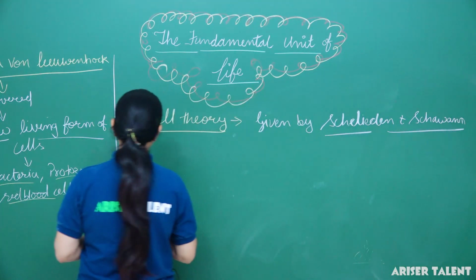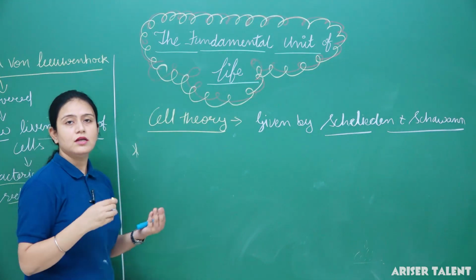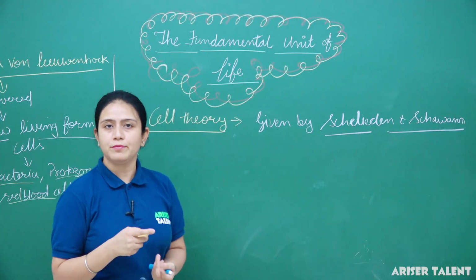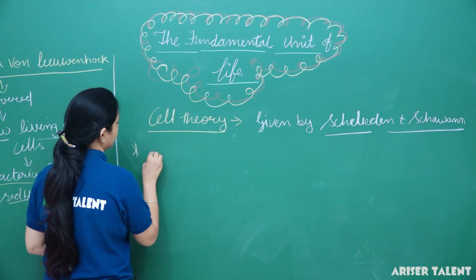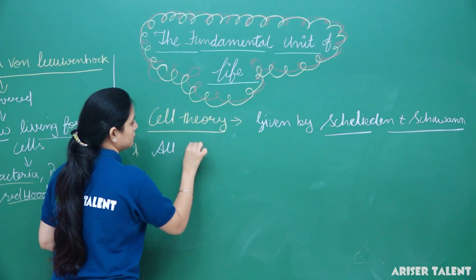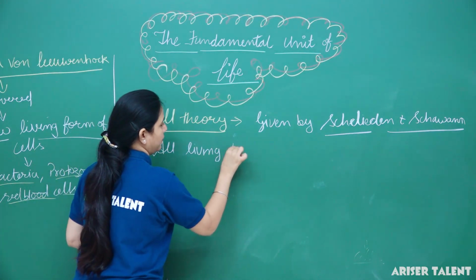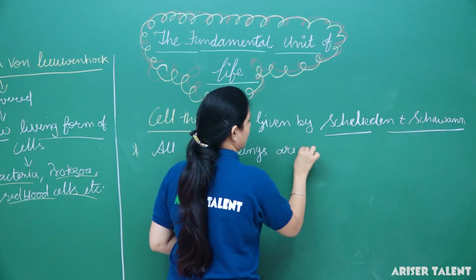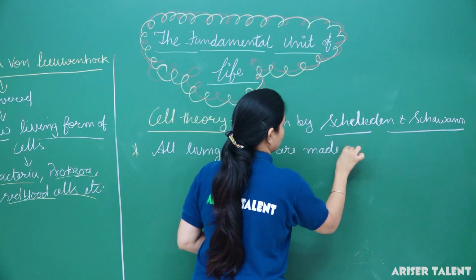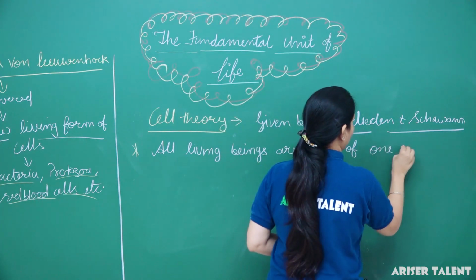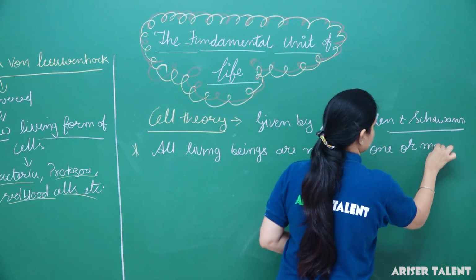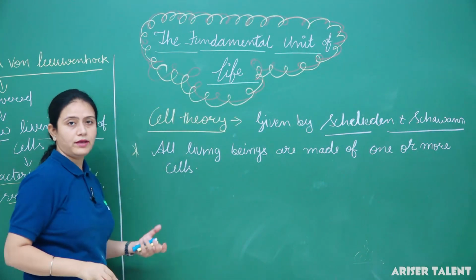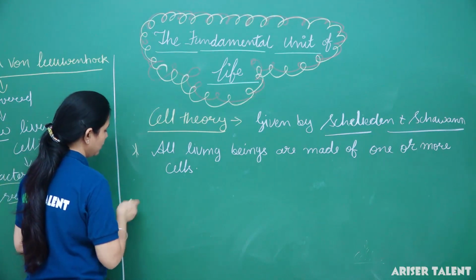According to cell theory, all the living beings, whether they are plants, animals, microbes, are made up of cells. According to cell theory, all living beings are made of one or more cells.